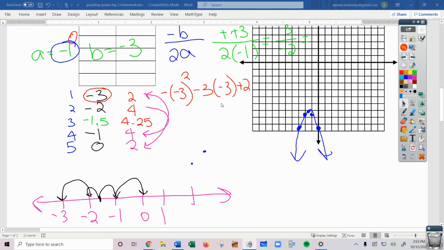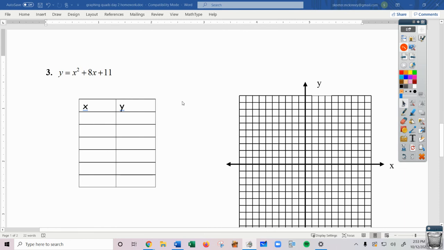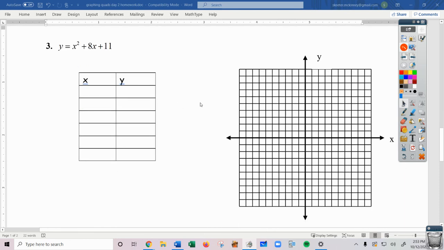Let's take one look at one last problem here. Y equals x squared plus 8x plus 11. If we want to graph this, what should we do first? We definitely need to start by finding the vertex, right? And that's going in our third box down here. What formula do we use to find the vertex?